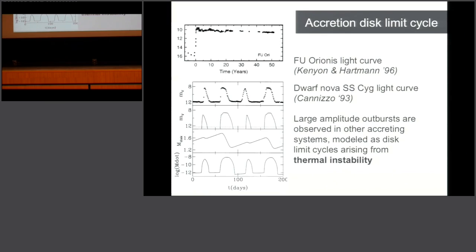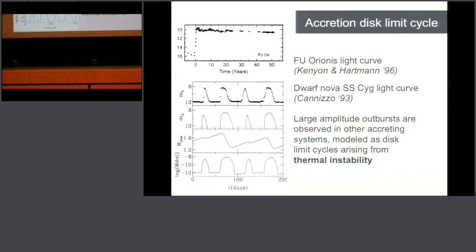Now on this lower panel, we have light curves from a very different kind of system. So this is the dwarf nova SS Cygni. So this is a white dwarf in a mass transfer binary system where mass is being transferred from the companion. It's forming an accretion disk around the white dwarf and being accreted onto the white dwarf. And the upper one of these panels is the actual observed light curve of this system. This is now time in days. This is about 2/3 of a year here.